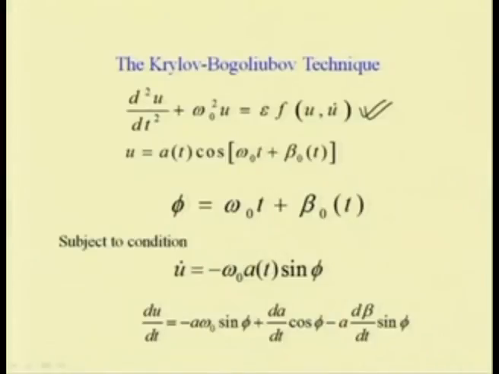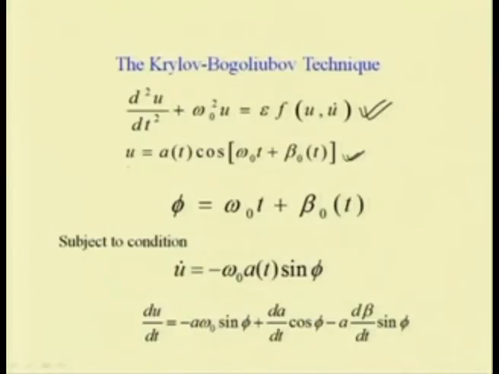That means, we can write the solution u equal to a(t) cos(omega 0 t plus beta 0(t)). In the previous case, that is in the van der Pol equation, we assumed the solution of the form u equal to a1(t) cos omega t plus a2(t) sin omega t, but one can use this phase difference to write this equation in this form also. So, we assume the equation in this form, that is u equal to a(t) cos(omega 0 t plus beta(t)).